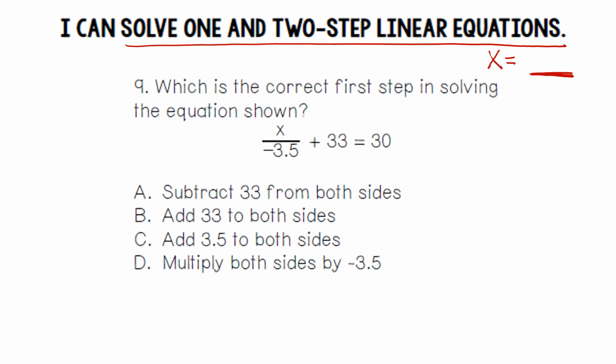So when you have an equation, that's where we draw our line down the equal sign and we work backwards. We do the opposite. So instead of the plus 33, we would do the opposite. We would do a minus 33. And so letter A would be our correct answer. Subtract 33 from both sides.